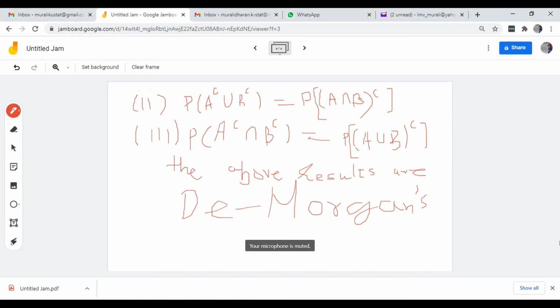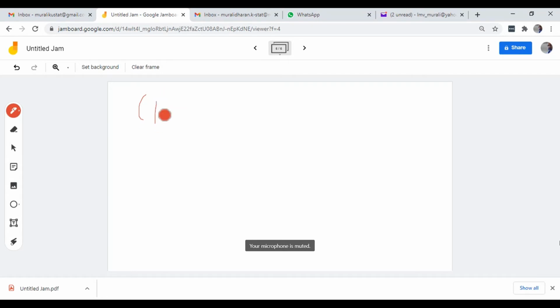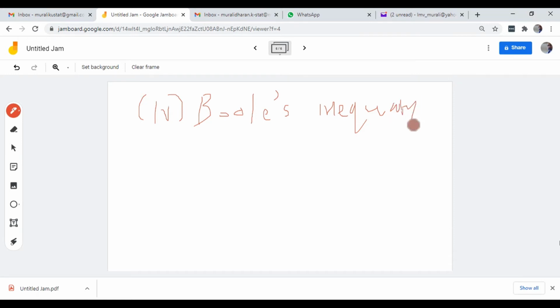De Morgan's law. Now another result is due to Boole, and it is an inequality actually, therefore it is called Boole's inequality. Okay, so what is that?